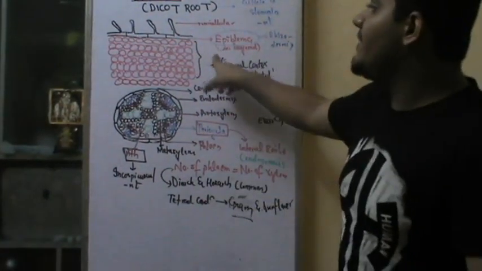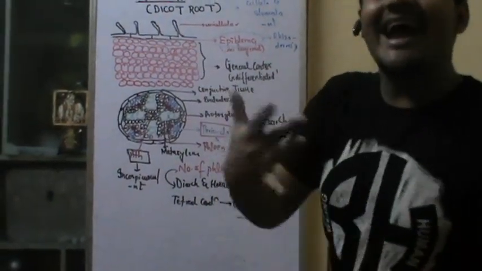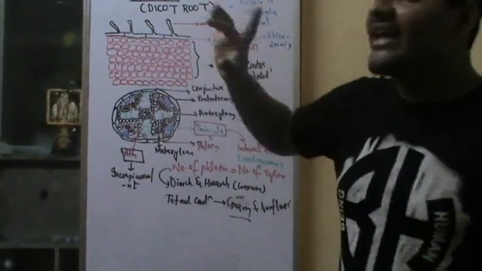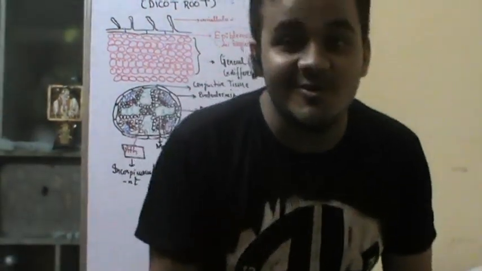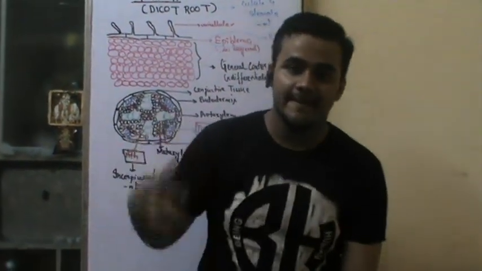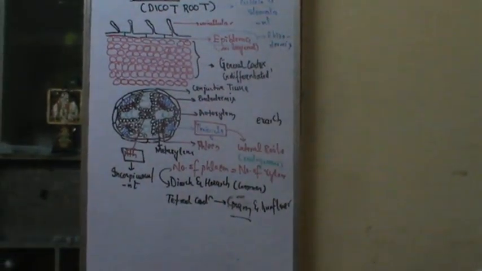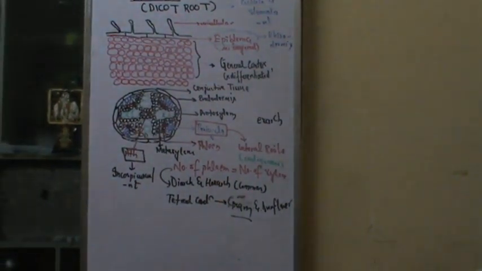It is because the epiblema cells protrude together and give rise to a particular type of unicellular root hairs, and that's the reason the dicot root epiblema is also called as what? So called rhizodermis. ये चीजें तो याद रखनी है. That is going to be very important. There is something called as rhizodermis.